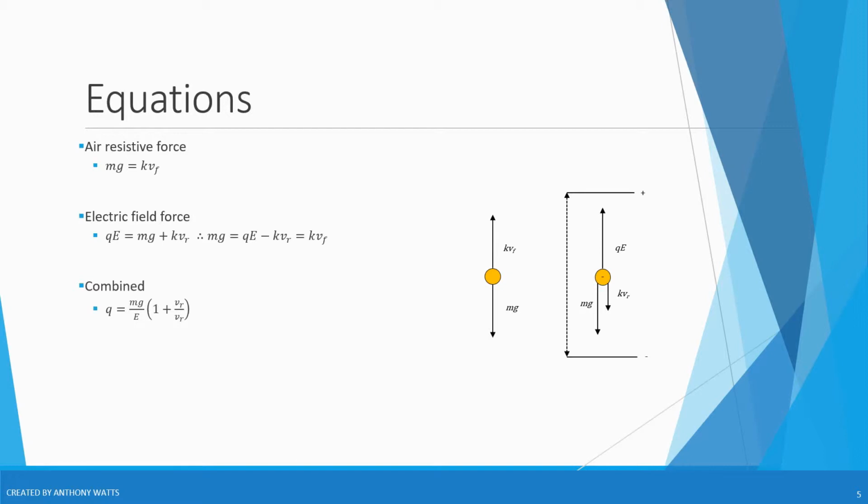This equation calculates the charge, Q, from the mass of the droplet, m, the acceleration due to gravity, g, the electric field, E, and the relationship between the rising and falling velocities. The final equation substitutes out the mass of the droplet, instead using the density of the oil and Stokes' law. This gives the following.